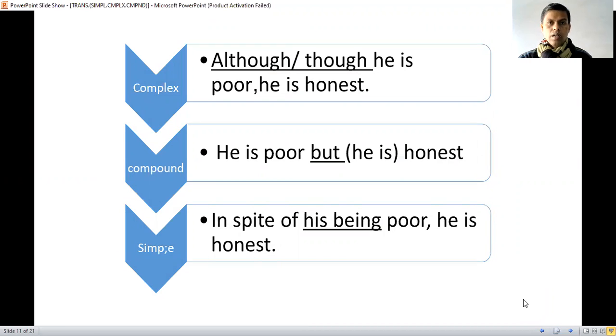The use of although or though in a complex sentence: suppose the sentence is, though he is poor, he is honest. I have already given an example on it. Then the sentence in compound was, he is poor but he is honest. And in simple, it was, in spite of his being poor, he is honest.